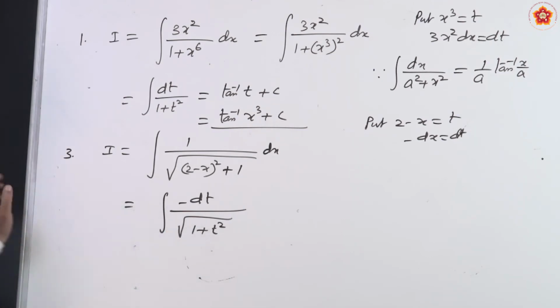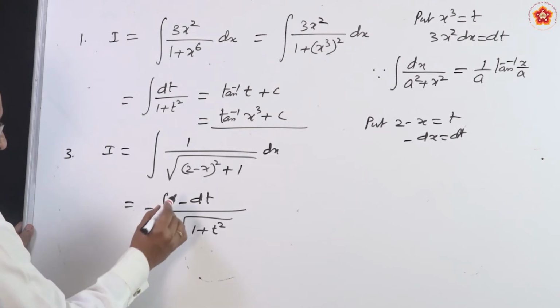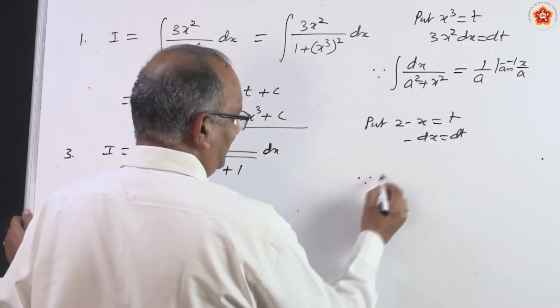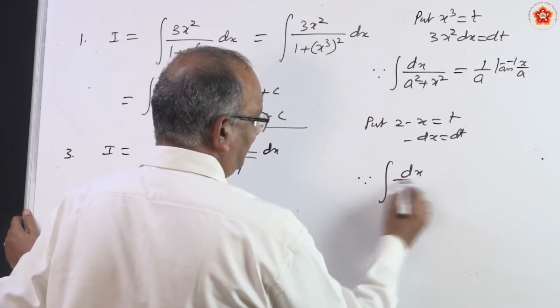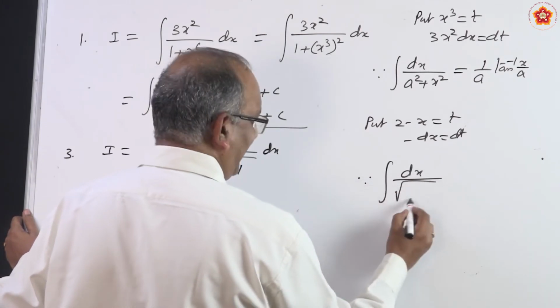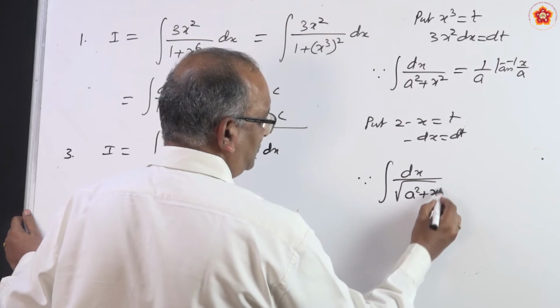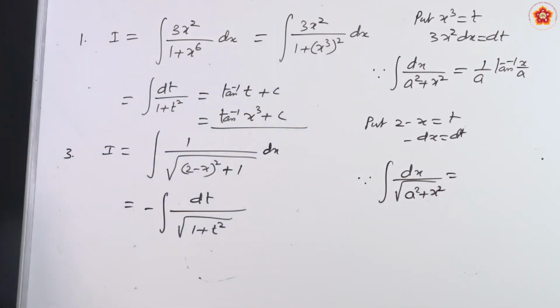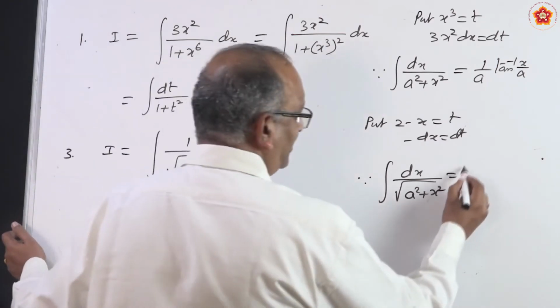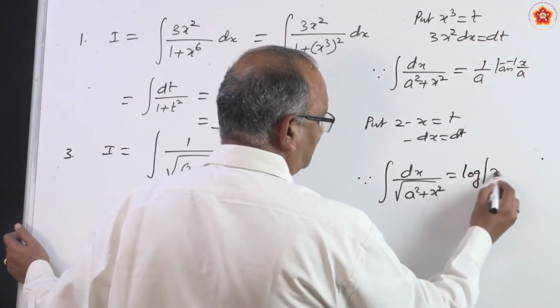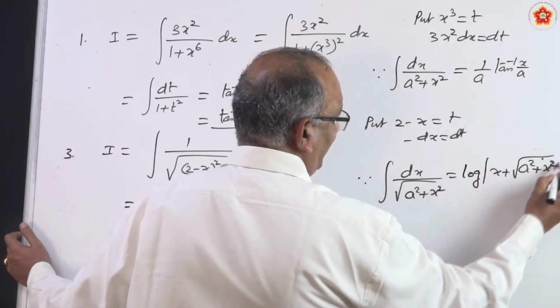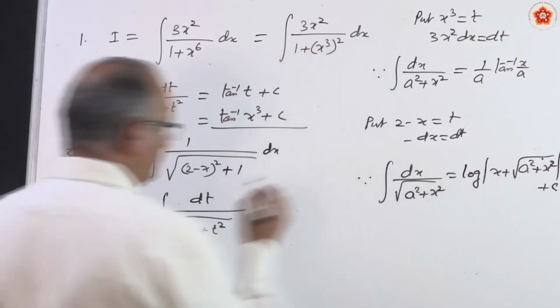Recollect the formula. This minus sign can be put outside actually. Yes. What is the formula you have learnt? We have learnt dx upon under root of a square plus x square. The formula is log of x plus under root of a square plus x square plus c. So use that formula here.